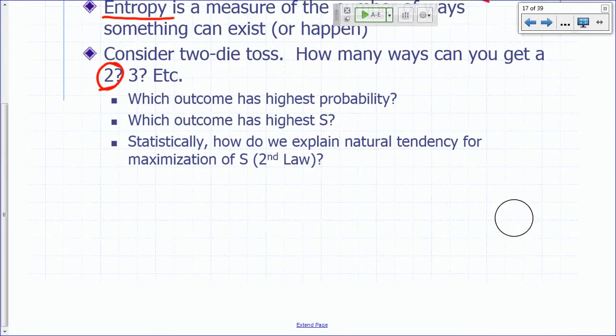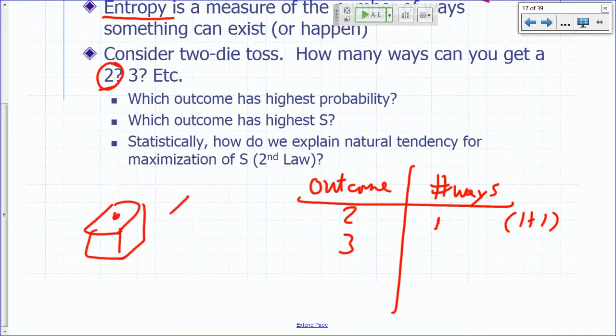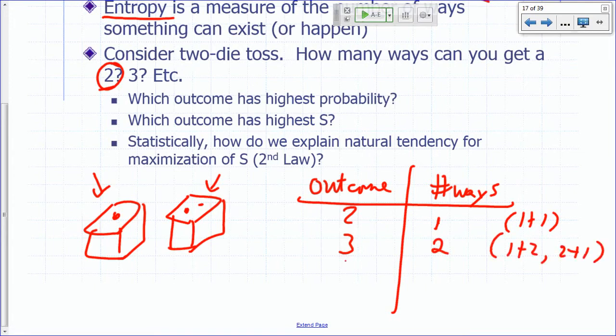Let's look at the possible outcomes of a two-die toss. Number of ways you can get a 2 is how many? There's only one way. How many ways will they add up to 2? One way. They both come up 1. Right? 1 plus 1 is 2. How many ways can your toss give you a total of 3? So you can have a 1 and a 2, or this one could be the 2 and the other one could be the 1. So 2 ways, right? You can either have 1 plus 2 or 2 plus 1. It will give you an outcome of 3.